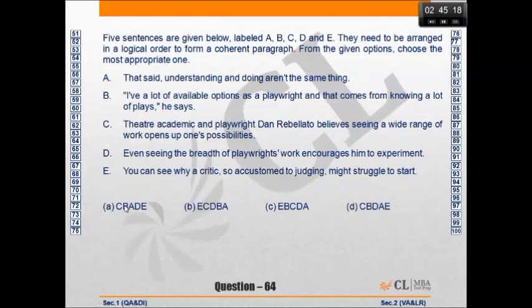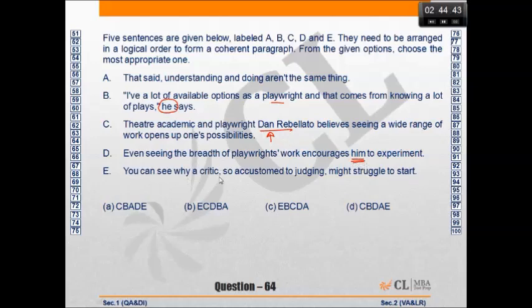Okay, next one. Another question of parajumble. That said, understanding and doing aren't the same thing. I have lots of available options as a playwright, and that comes from knowing a lot of plays, he says. Okay. He is there, which is highlighted, so he has to be referred to somewhere. Theatre academic and playwright Dan believes seeing a wide range of work opens up one's possibilities. So Dan could be he if no one else is mentioned. Even seeing the breadth of playwright works encourages him to experiment. Him again is here, so it could again be Dan.